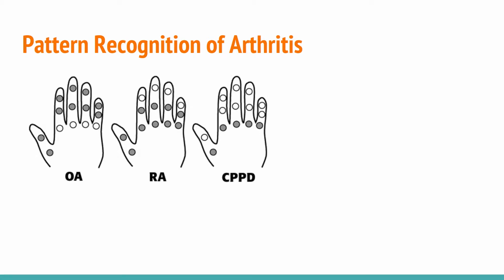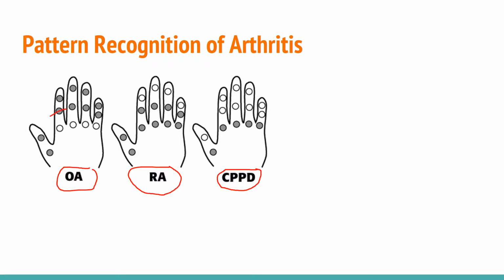Next, we're going to talk about pattern recognition of different arthritides. There are 3 major arthritides that affect the hand and wrist: osteoarthritis, rheumatoid arthritis, and calcium pyrophosphate deposition disease, otherwise known as pseudogout. These diseases commonly affect different types of joints.